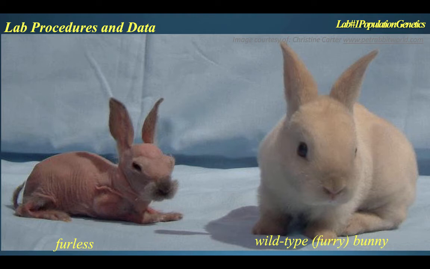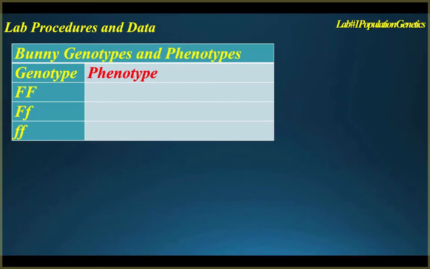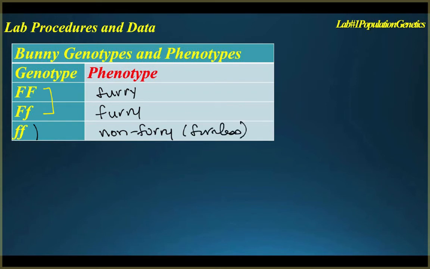In this lab, having fur is dominant, which is a big F, and being furless is recessive. And so we're going to use this information to fill out the actual lab. So these are our cute little rabbits. And so when we're talking about phenotype, we're talking about what they look like. So these two have big Fs, which means they are going to be both furry. This one has a little f, so it's going to be non-furry or furless.